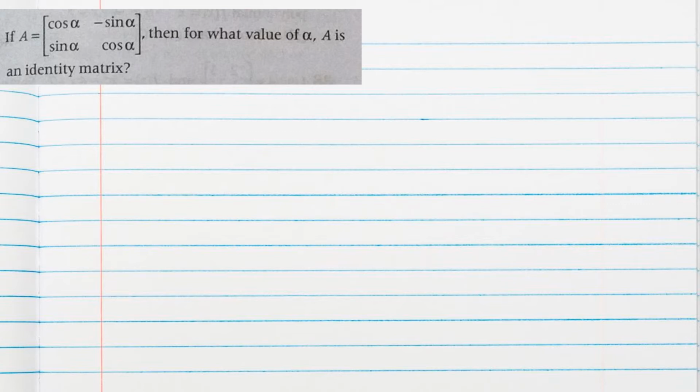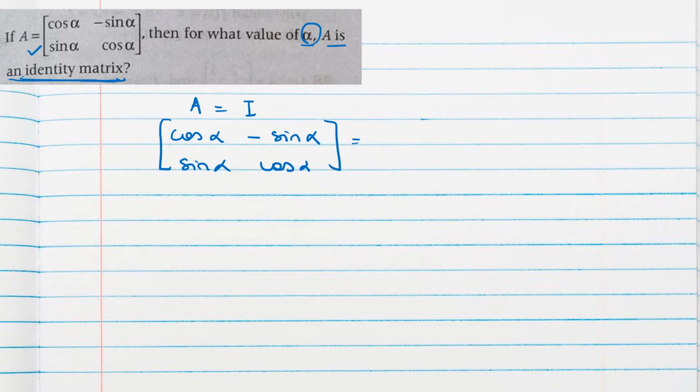If A equals cos alpha, minus sin alpha, cos alpha, then for what value of alpha is A an identity matrix? A is given as this matrix, but for what values of alpha can A be identity? That means we have to equate A to the identity matrix, and then we can find the alpha value. So A is cos alpha, minus sin alpha, cos alpha, and the identity matrix: see, if A is of order 2 by 2, you should write the identity matrix of 2 by 2 order.